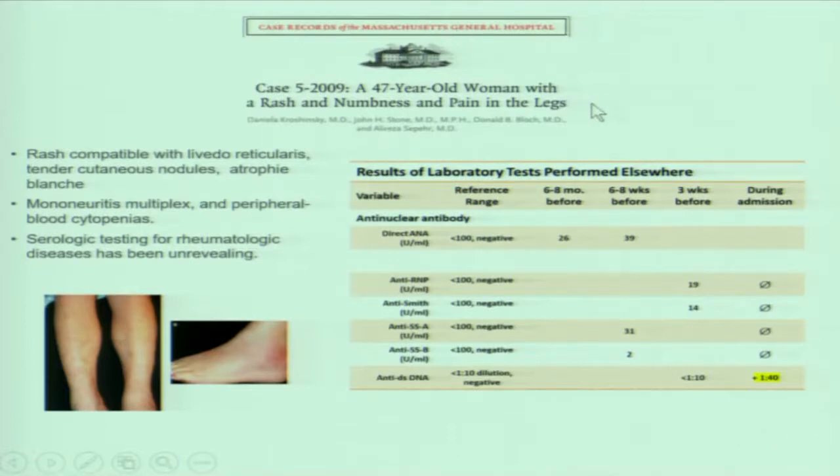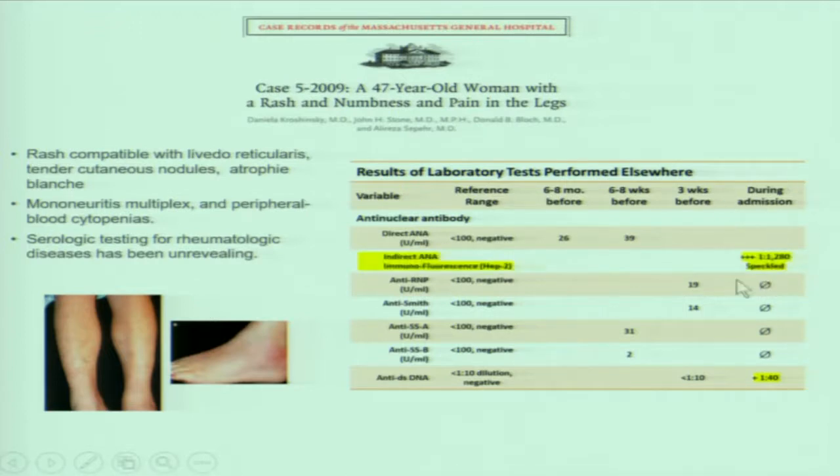So this has very practical implications, as I said. These are case records of the Mass General from maybe 2 or 3 years ago, in which a woman presented with a rash compatible with livedo reticularis, tender cutaneous nodules, and atrophie blanche, mononeuritis multiplex, and blood cytopenias. And serological testing had been unrevealing. Eventually, she was admitted to Mass General. So here you can see all those negative ANAs, including the ANA by some of the solid phase assays. And it stayed negative together with all the other antibodies for several months.